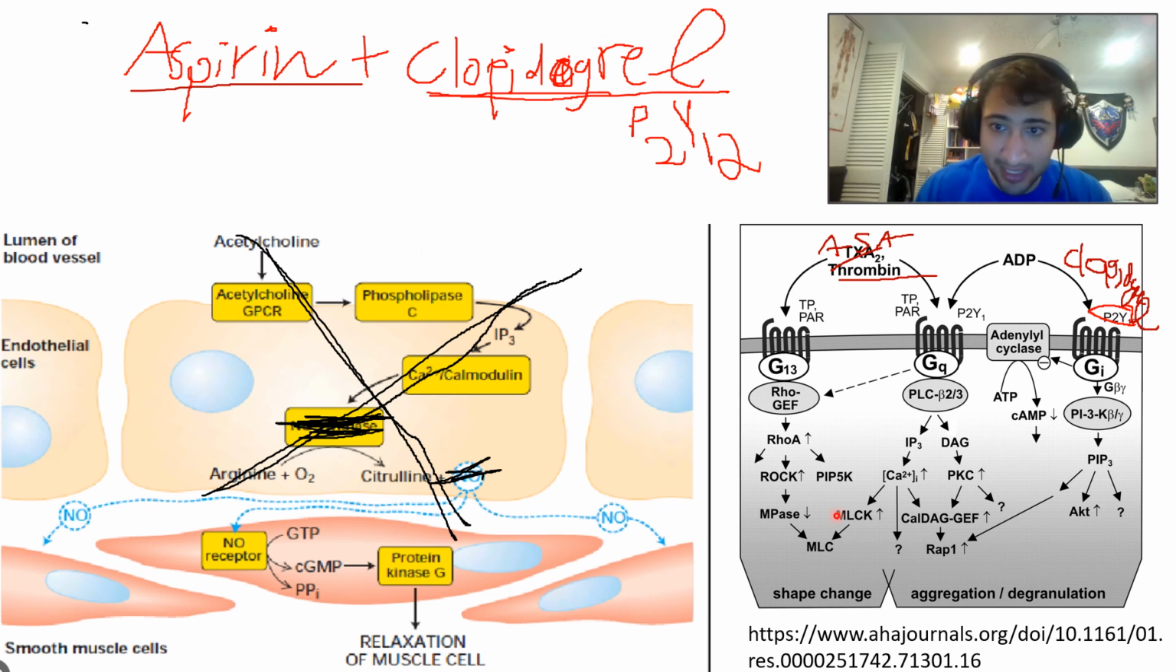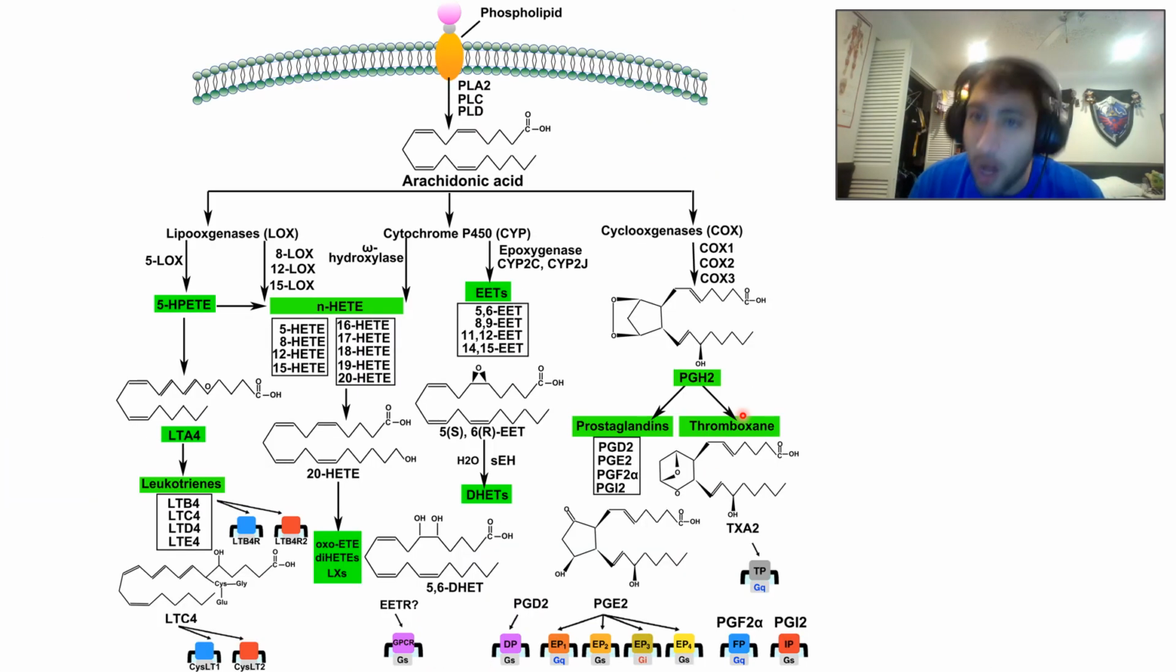That's dual antiplatelet therapy, because what happens at the end of dual antiplatelet therapy, you have GQ blockade and you have GI blockade. All right? You have GQ protein inhibition and GI protein inhibition. All right? So these are, I promise you, you will be tested on these at some point. I promise you, you will be tested on this slide.